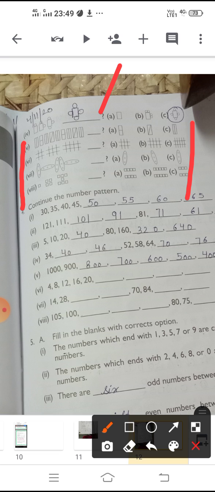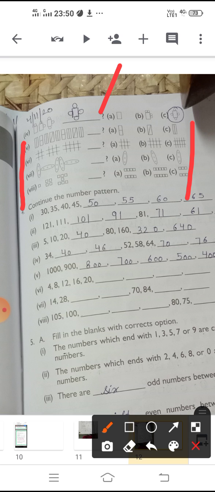Now come to the next part. 121, what is your next number? It is in decreasing form. So by how much is it decreasing? That is minus 10. You have to do it. So 111, then 101, then 91, then 81 is written. Then what will come? 71. Then what will come? 61.